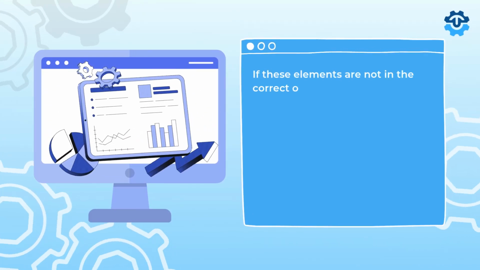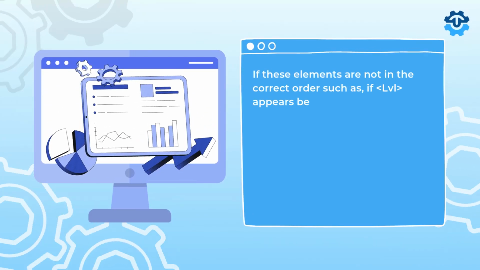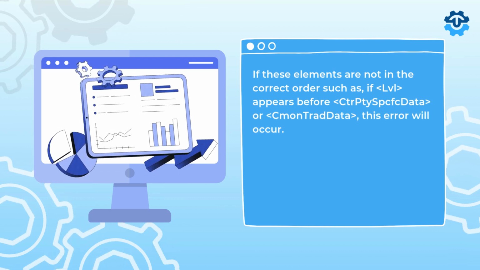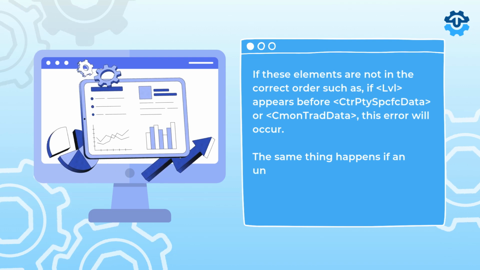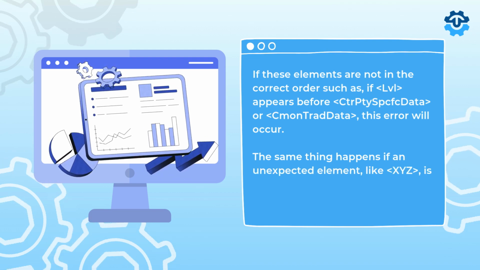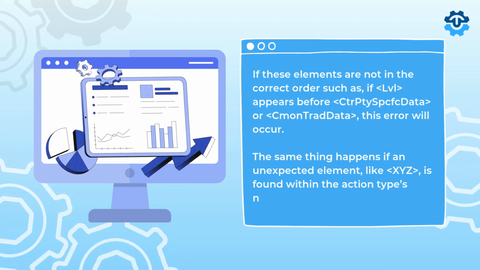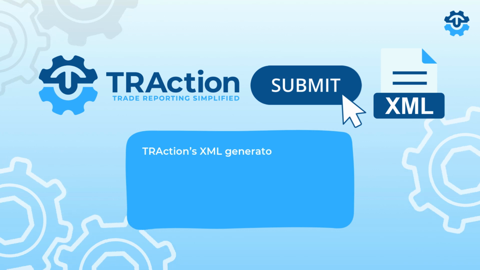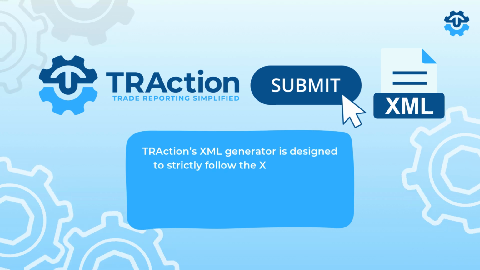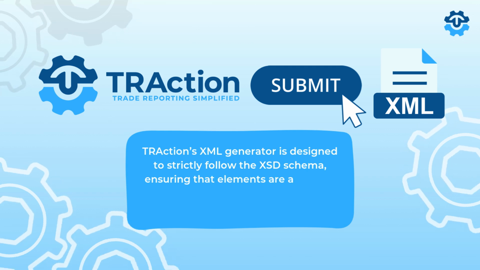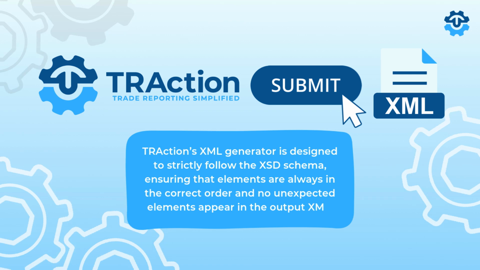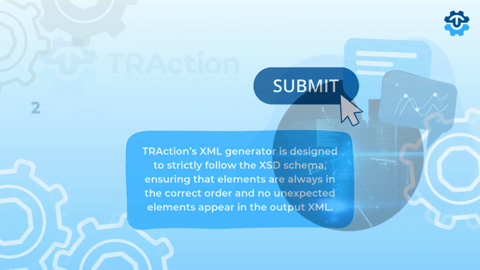If these elements are not in the correct order, such as if Lvl appears before counterparty-specific data or common trade data, this error will occur. The same thing happens if an unexpected element, like XYZ, is found within the action type's nested structure. Traction's XML generator is designed to strictly follow the XSD schema, ensuring that elements are always in the correct order and no unexpected elements appear in the output XML.